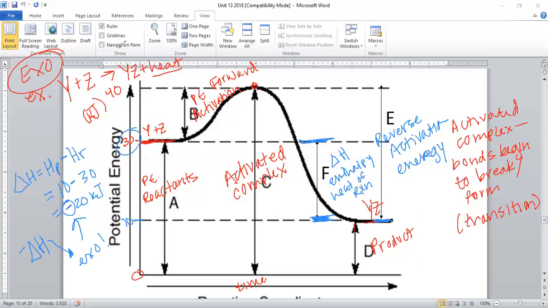Okay, so the last thing we're going to say is what happens when a catalyst is added. A catalyst speeds up a reaction. A catalyst works by lowering this hill. So this is with a catalyst.